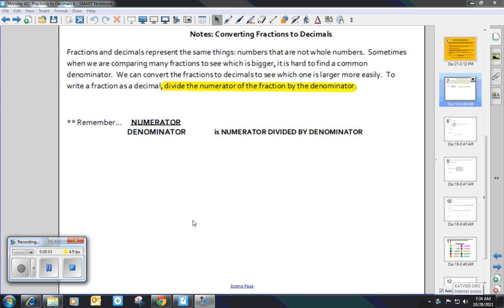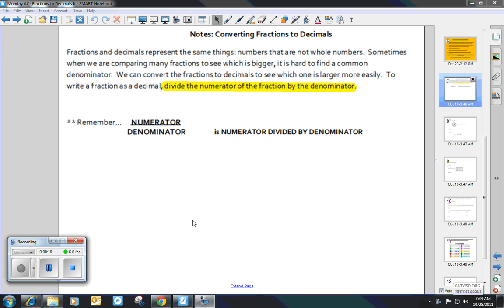Converting fractions to decimals includes dividing the numerator of the fraction by the denominator. So we have fractions and decimals, and they represent the same things. They represent numbers that are not whole numbers.